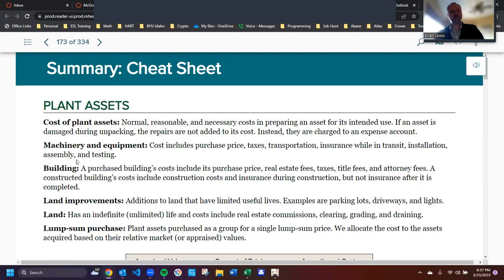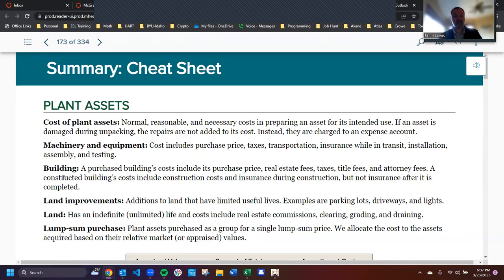On a building, it gets a little trickier: building, land improvements, and then land. All these three things start to get a little tricky. So usually a building, right? If you buy a building, if you've ever gone through a closing process, they give you a full disclosure of all the taxes and fees that you paid in addition to the actual cost of the land. So you take the cost of the building plus all those fees and taxes that you paid. That is part of the cost, right? And so that will go into your building costs.